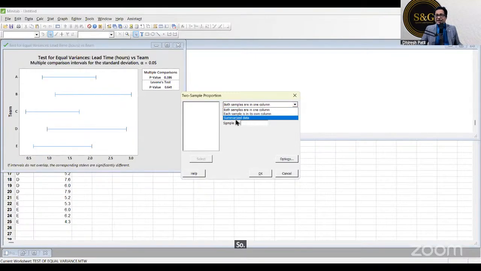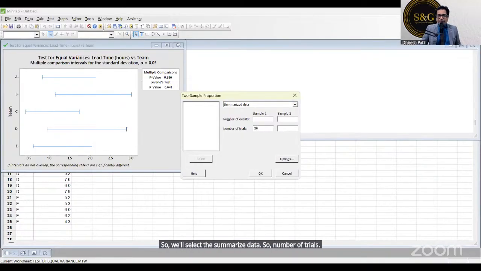We'll select the summarized data. The number of trials is 50 and 50; both trials are 50. The number of events: first is 44 and second is 42. Everybody just put this data. So 44 machines are running properly for brand X, and 42 machines are running properly for brand Y, out of 50. Click on OK.